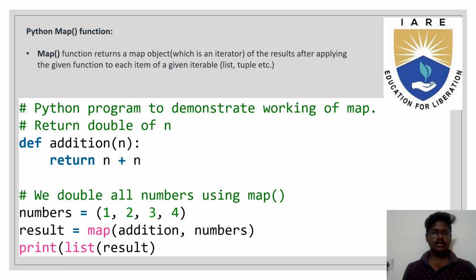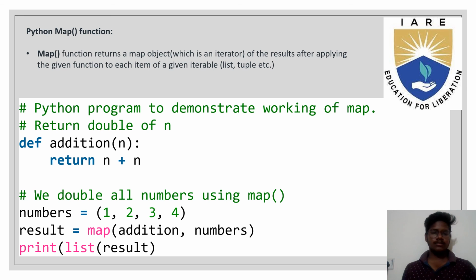Now we will see about Python map function. Map function returns a map object which is an iterator of the results after applying the given function to each item for a given iterable like list or tuple.